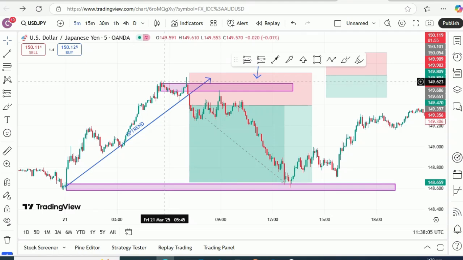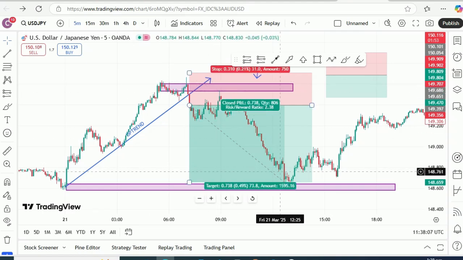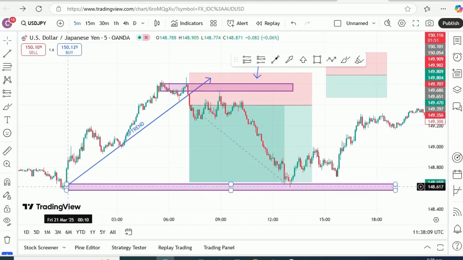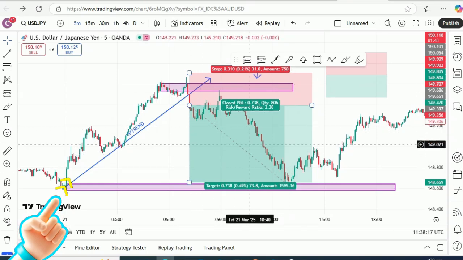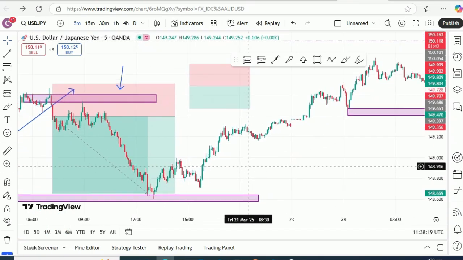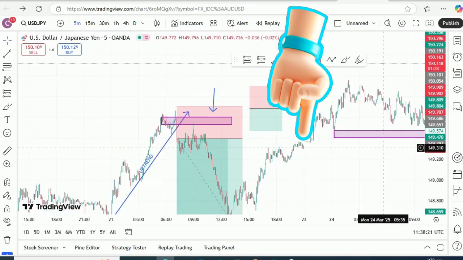So it's very highly possible that after a reversal, price is going to come down and retest that last position. That's the reason why we placed our take profit at this point, and as you can see, we won this whole place. So guys, now let's see.